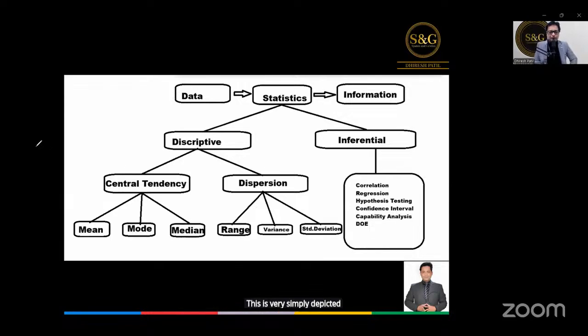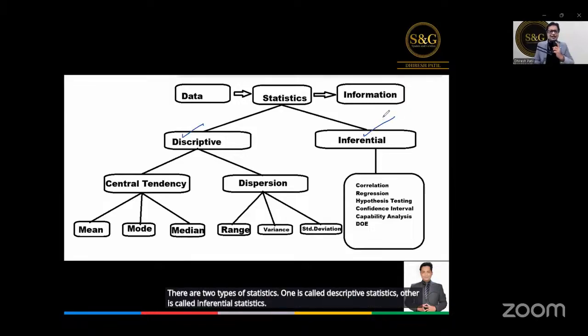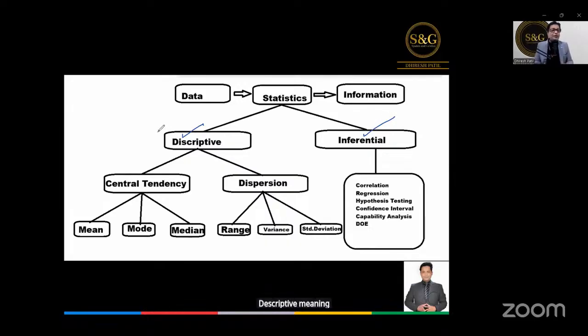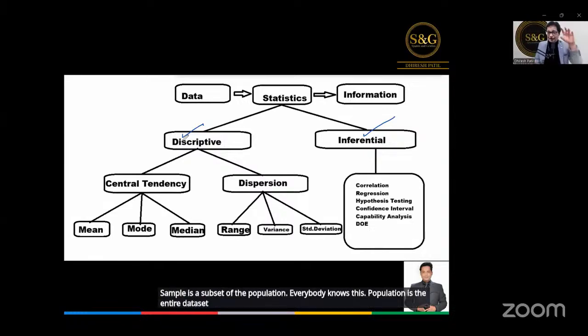There are two types of statistics. One is called descriptive statistics, other is called inferential statistics. I'll give you simple examples so that you can easily understand this. Descriptive meaning, when we see a T20 cricket match, okay, now everybody knows the sample and the population theory. Sample is a subset of the population. Everybody knows this. Population is the entire data set. Sample is a subset of that.